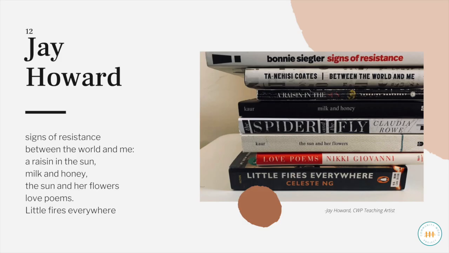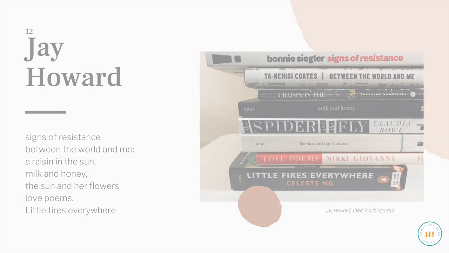I want to share another example that I created where I'm just using book titles to create a playful statement, or just to have fun. This one for me is called Signs of Resistance. Signs of resistance between the world and me, a raisin in the sun, milk and honey, the sun and her flowers, love poems, little fires everywhere. For me, this is a mix of books that I'm currently reading, one that I've used in the classroom this year, and again, some poetry books and different things. So use the books that you have and just have fun with them.